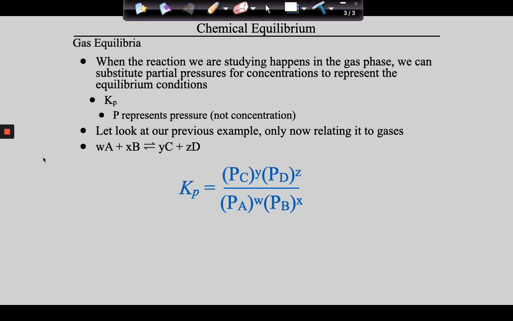The only difference is that instead of these being molarities, they're actually the partial pressures of the gases within a mixture, but the math and everything else is exactly the same. You're just plugging in different values. You okay with that idea?